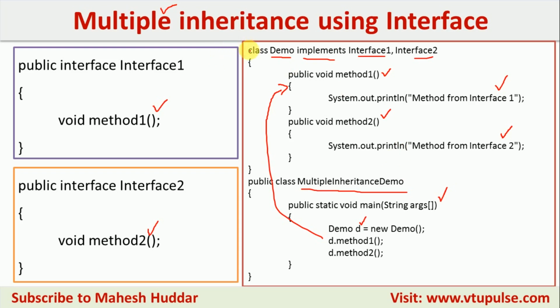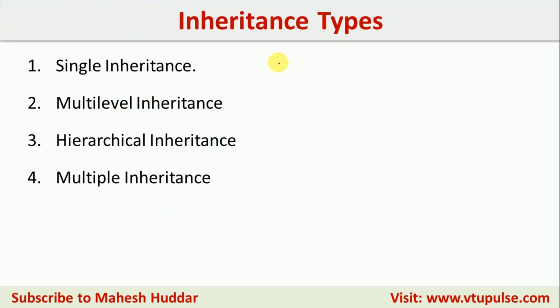But what we can do over here is use interfaces so that we can achieve this multiple inheritance. The remaining three inheritance types do not have any problem, that is single inheritance, multi-level inheritance and hierarchical inheritance. They can be implemented directly, but if you want to implement multiple inheritance, we have to create multiple interfaces, and all those interfaces should be implemented in a class, so that we can achieve something called multiple inheritance in this case.